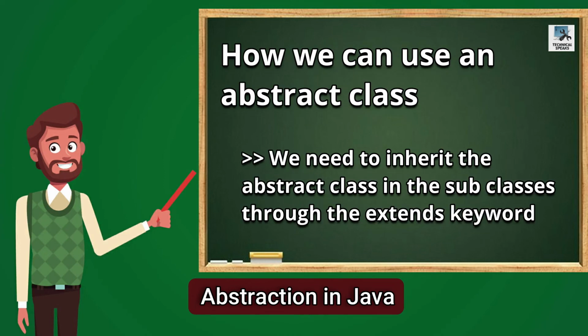The next very important topic here is how we can use an abstract class. To use an abstract class, we must inherit it in the subclasses, meaning we need to inherit the abstract class in the subclasses. Let's see by an example how we can do this.